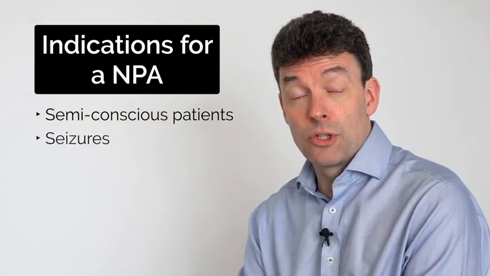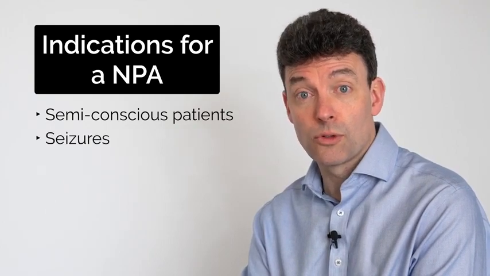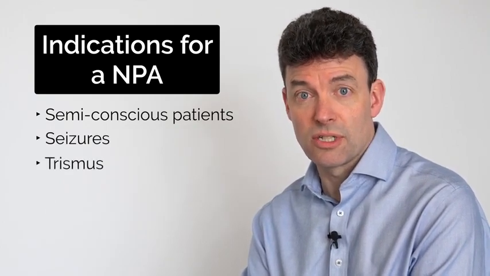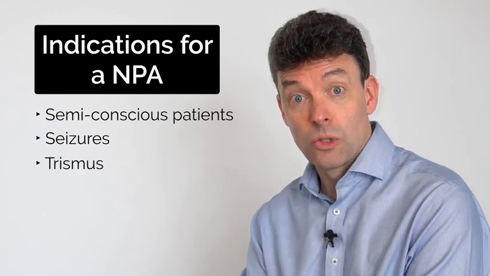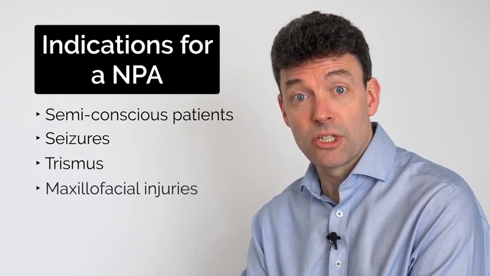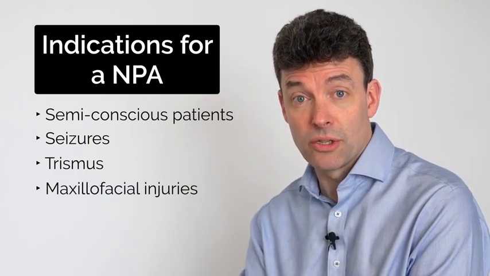It's helpful in someone who's having a seizure, where they may well be clenching their jaw, or other forms of trismus, where the masseter muscle goes into spasm, meaning it's very difficult for us to be able to open someone's mouth. Also, if someone has significant maxillofacial injuries obscuring the airway, a nasopharyngeal airway can be used in those circumstances too.